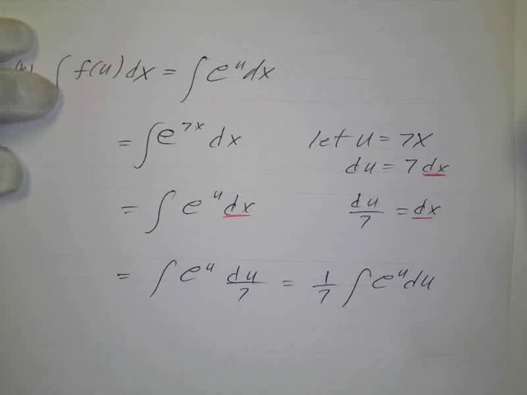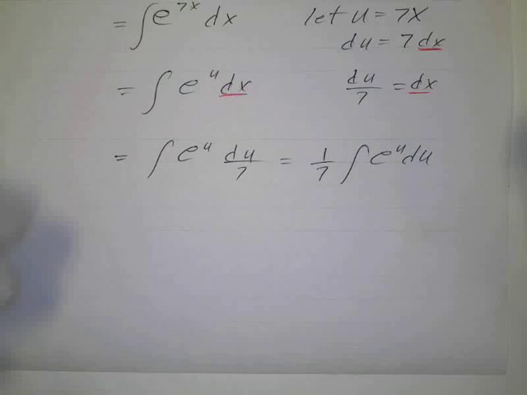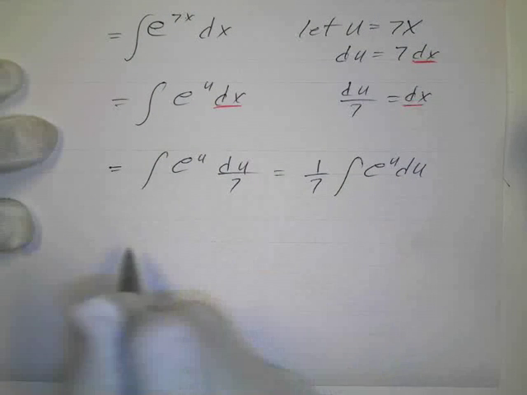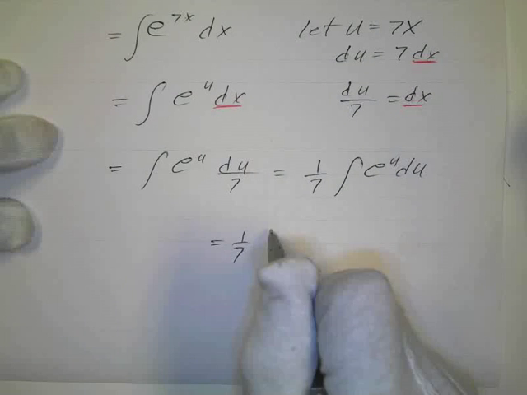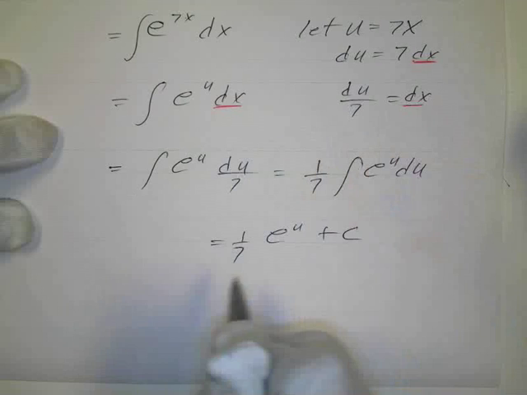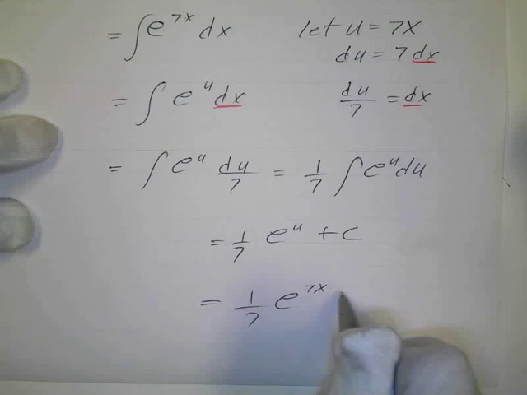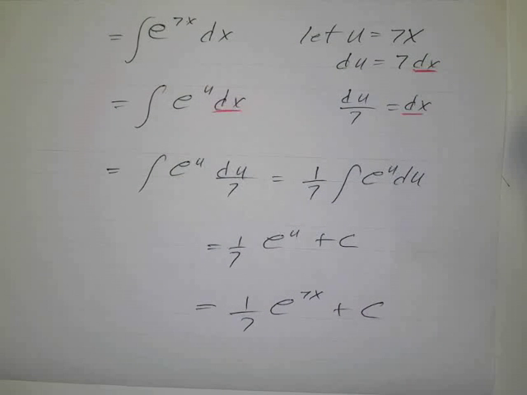Now you can see that that's not the same as what we had up here on the top. So I definitely know they're different, but I'll go ahead and substitute all the way through so you can see this. All right? So this is going to end up being equal to 1 over 7, and then the antiderivative of that is just e to the u plus c, and then u is what? 7x. So this ends up being 1/7 e to the 7x plus c. And you see, those two are different.